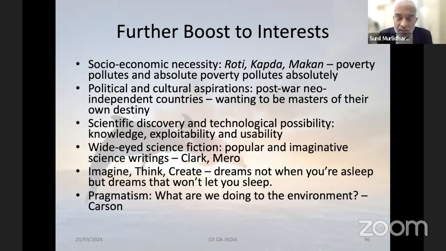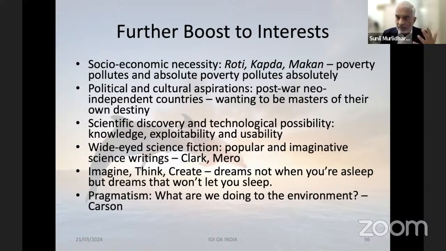Anyway, political and cultural aspirations. What happened was countries started becoming independent after the Second World War. We became independent in 1947. And many other countries of Asia, Africa, and Latin America started to get independent. What came naturally was post-war neo-nationalism, and the newly independent countries wanted to be masters of their own destiny, because their erstwhile colonizers had been the masters of their destiny. Just as our own country and many other countries that became independent after the Second World War, they wanted to be masters of their own destiny rather than giving their destiny in the hands of their colonial masters.